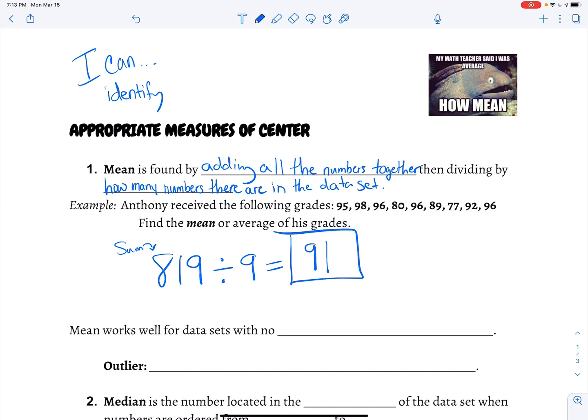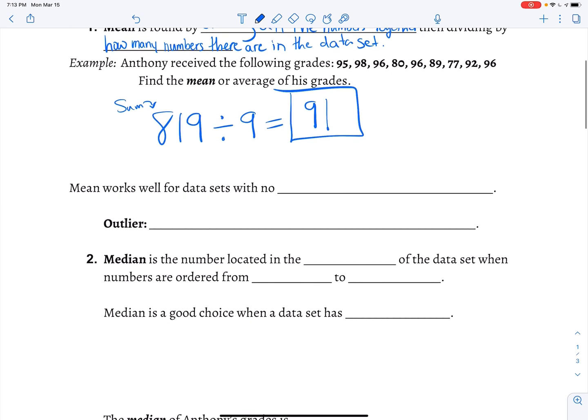So the mean, if you had to pick, either mean, median, or mode, you're going to pick the mean when there's a data set with no outliers. And we learned the other day that an outlier is a number that's far away from all other numbers in the data set.